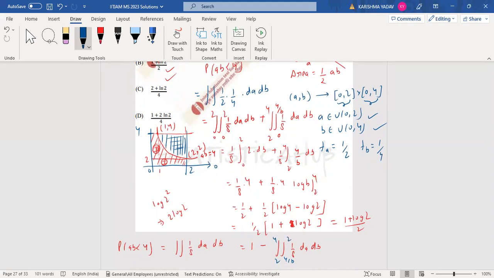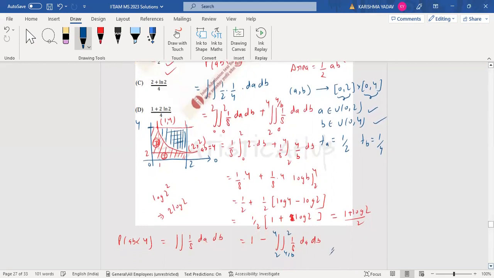Okay, so then you will get the same result. Just solve this integration and you will also get 1 plus log 2 by 2, I am sure about it. So whether you take out the probability of this region, or you can also do 1 minus the probability of the other region. Okay, so I got option B as our correct option. Now let's see the next question.